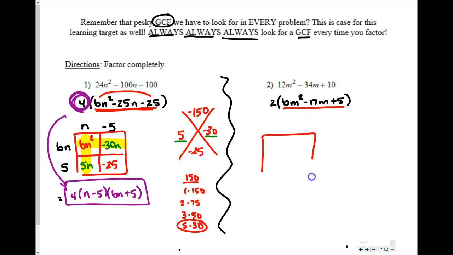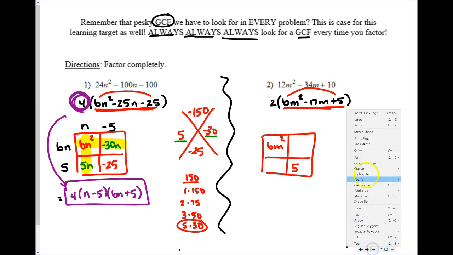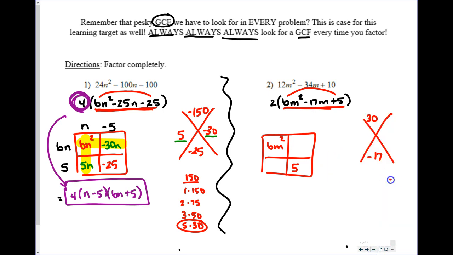So draw my Punnett square. I'm going to put 6m squared here and 5 here. Remember, I'm using this thing. I'm not using the original. Now I'm going to do my x. I'm going to multiply the 5 times the 6 for 30. And then I'm going to put the negative 17 down here. All right? And now I'm going to think of factors of 30 that have negative 17 as its sum.